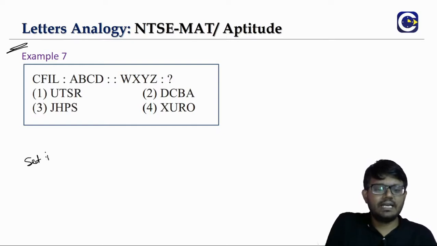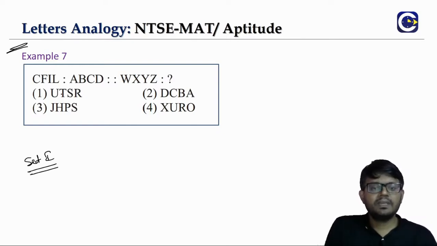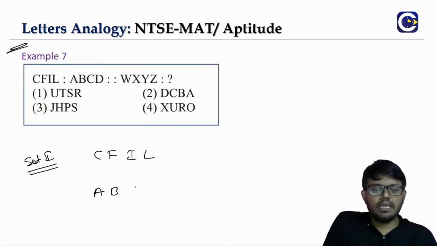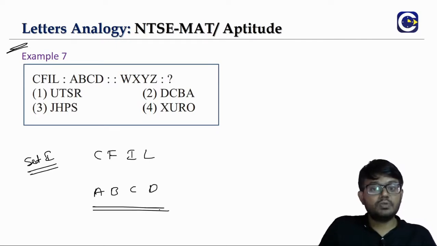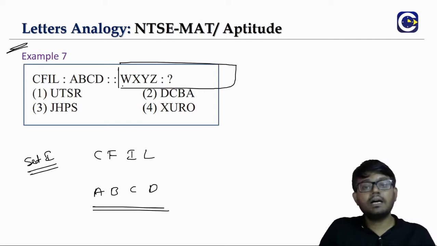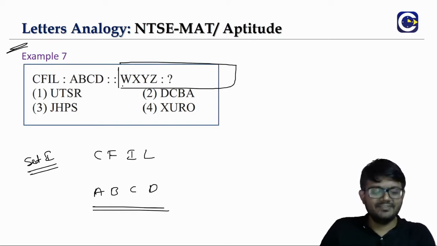Set 1. What is set 1? CFIL is matched to ABCD. Then we have to find the corresponding letter sequence for WXYZ. Try it. If you are able to get it, you can verify the solution.